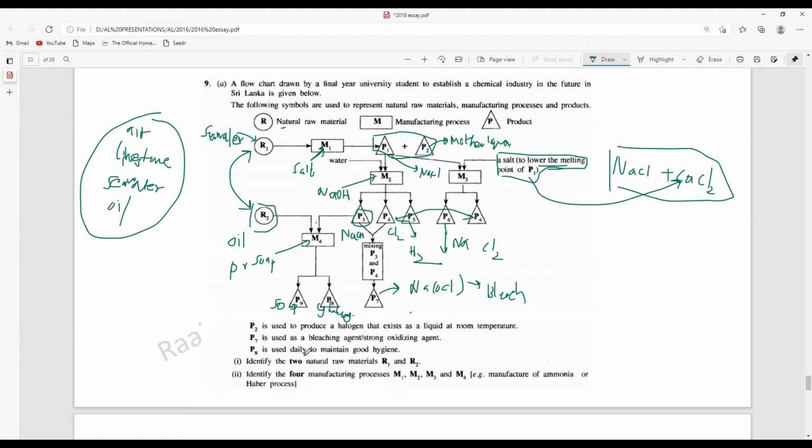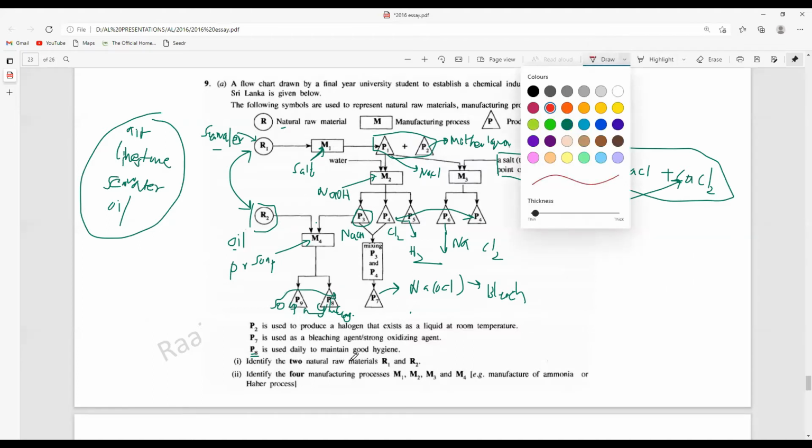P8 is used daily to maintain good hygiene. So here it should be changed. P8 should be soap. P9 should be glycerin. To confirm that, they have given this piece of information, right? Identify two natural raw materials. R1 is seawater. R2 should be oil.